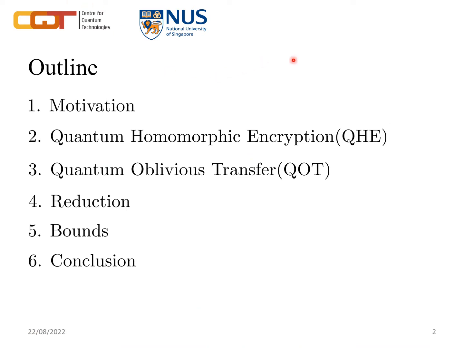This is the outline of my talk. I will first introduce the motivation and then two important ingredients of my talk, that is quantum homomorphic encryption and quantum oblivious transfer. Then I will explain the reduction from quantum oblivious transfer to quantum homomorphic encryption. With the reduction, we can translate bounds from quantum oblivious transfer to quantum homomorphic encryption.